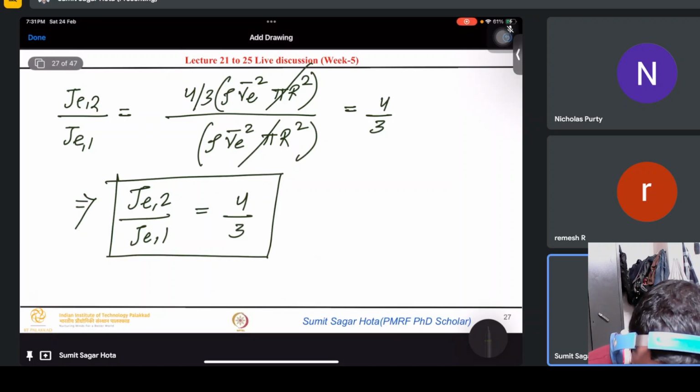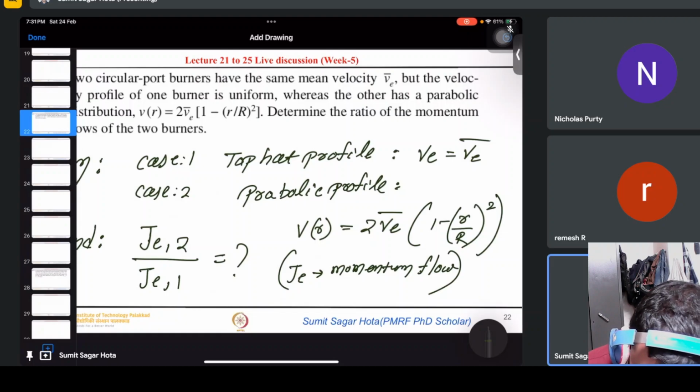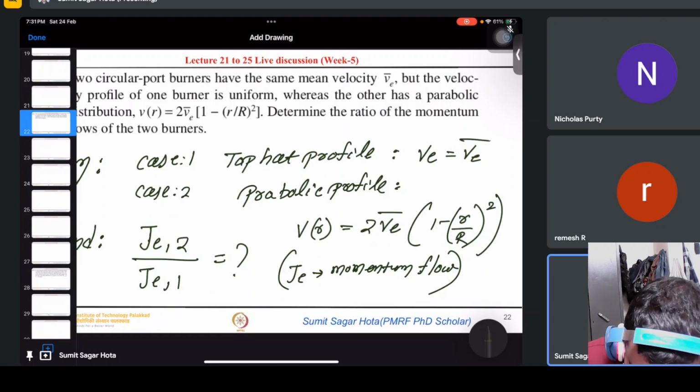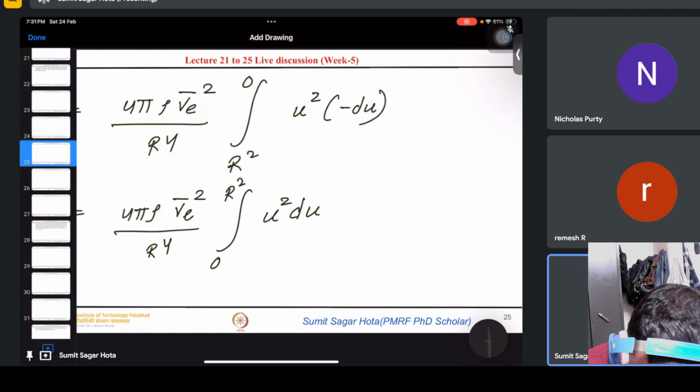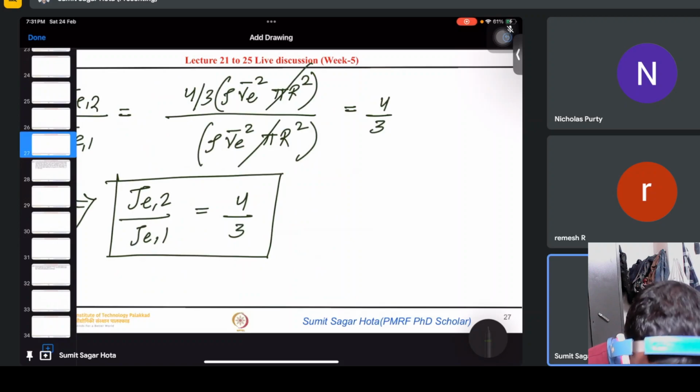No question you can expect. Okay. So instead of this much big velocity profile, they can give you one velocity profile. They can directly give you the values of different types of velocity profiles like cubic or all these things, and they can ask you to find out the momentum flow. Those questions can be expected. Let's go to the next one.